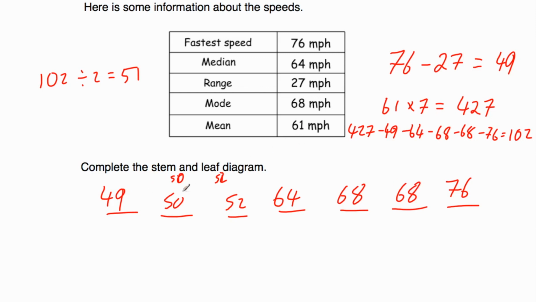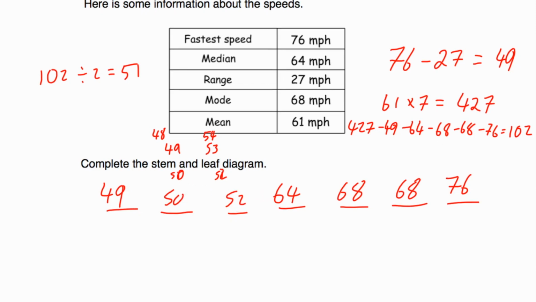And that's it. Now, it can't be 49 and 53 because if we had 49 and 53, we would have 2 49s, which means we wouldn't have a mode of 68. And also, we couldn't have 48 and 54 or anything else because these numbers are in order. So we can't have a 48 here because that would affect the range. So the only possible options there would have been 50 and 52 because the speeds were given to the nearest whole number. There weren't decimal numbers, so it'd have to be 50 and 52.